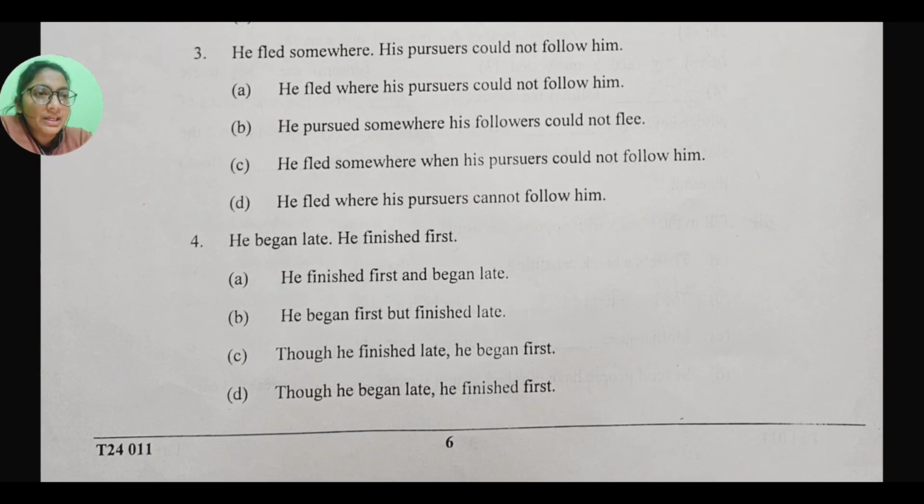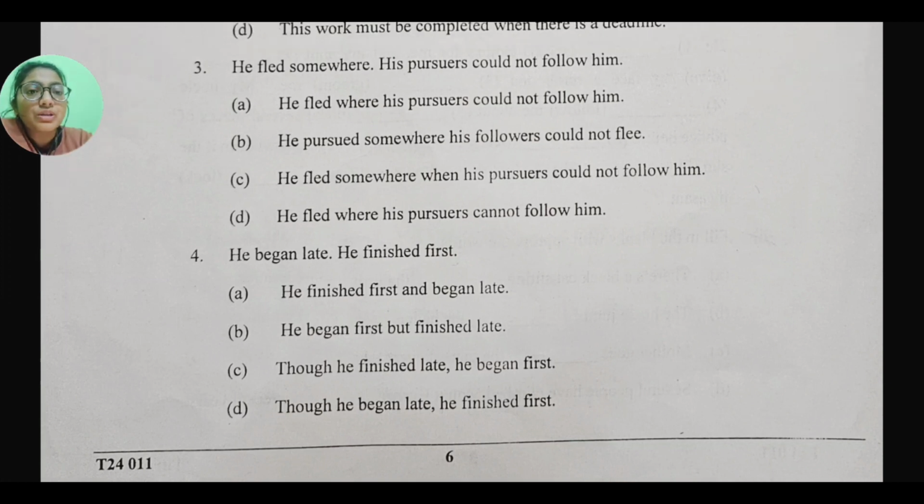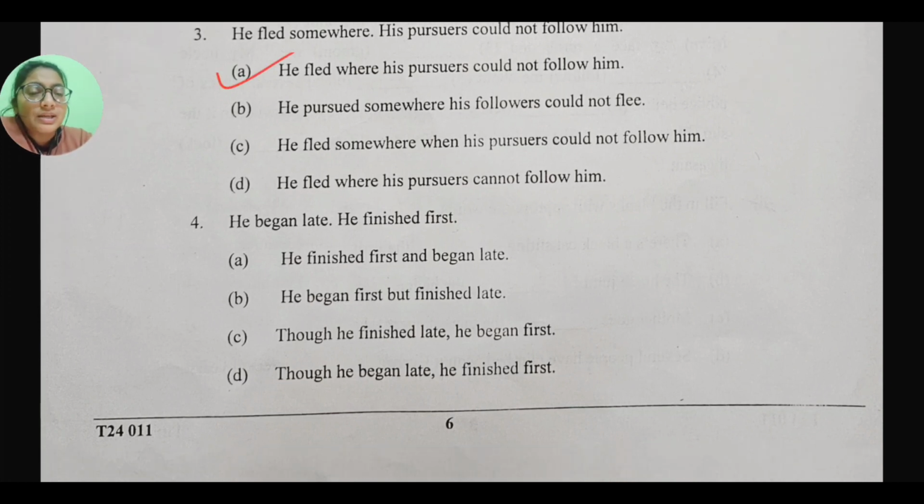Now, in question number 3, we find over here, he fled somewhere his pursuers could not follow him. Option A is, he fled where his pursuers could not follow him. Option B, he pursued somewhere his followers could not flee. Option C, he fled somewhere when his pursuers could not follow him. D, he fled where his pursuers cannot follow him. So the correct answer to this question is option A.